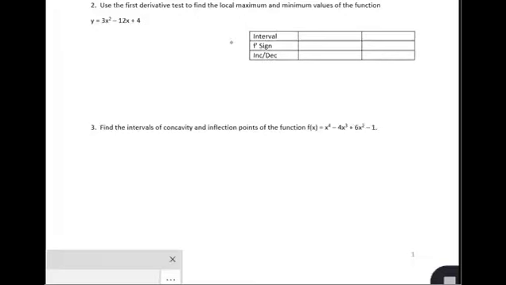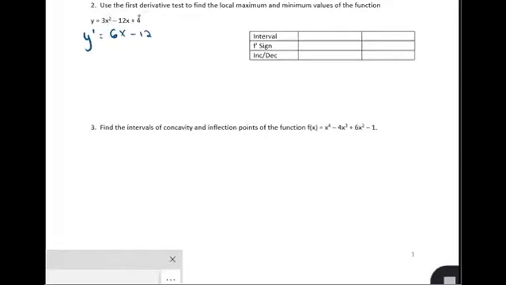So in order to figure this out, what we need to do first is find our first derivative. So here we have our equation, y equals 3x squared minus 12x plus 4. So if we take the derivative of that, we get the first derivative is equal to 6x minus 12. So remember, you bring down your power, so 3 times 2 is what gives us 6. And then you subtract 1 from the exponent. So 2 minus 1, that's what's going to give us x to the first power. So 6x minus 12, that's going to be our derivative.